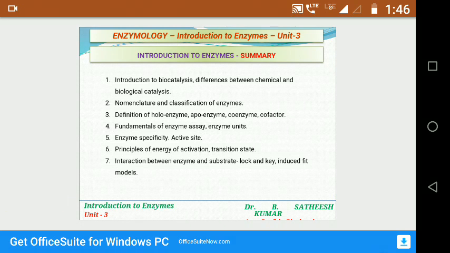In these video lessons, we have discussed all the fundamentals pertaining to enzymology. With this we have finished learning about the fundamentals of enzymes.